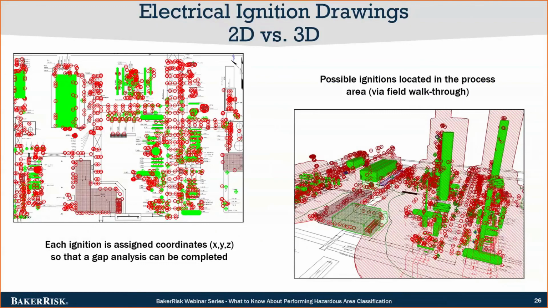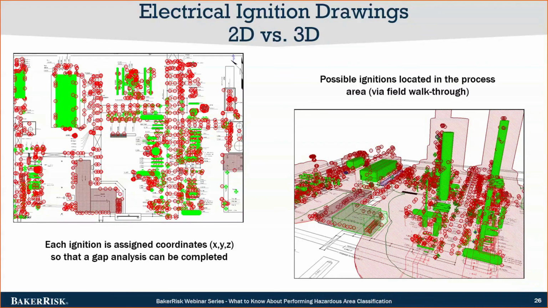Also, you'll notice on the right, we have what's called a 3D view. 3D views are very valuable in that they enable us to see what's happening when a release occurs. We know that releases don't just go along the ground. They may go up and they may go to the top of a column. And it may be important to know, if I've got a very high column or processing condition, what the area classification is at the top of there.